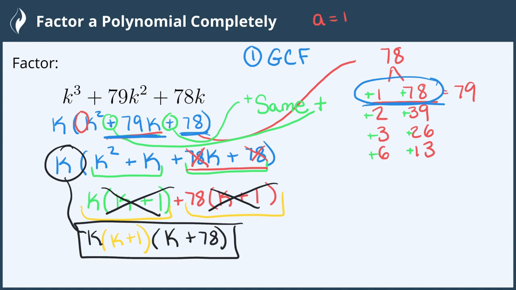Then we thought through all of the different patterns that we have, and this one followed the pattern or the form of a equals 1. And now we're all done. We have factored it completely to two binomials with the greatest common factor on the outside.